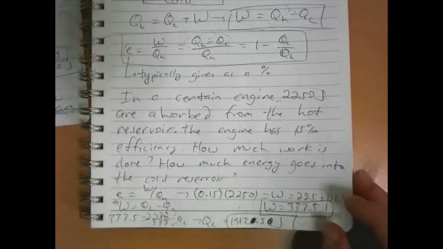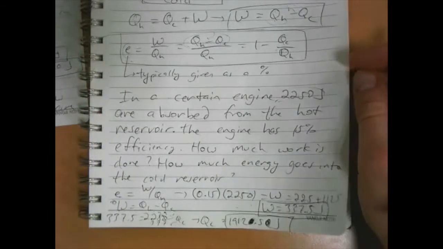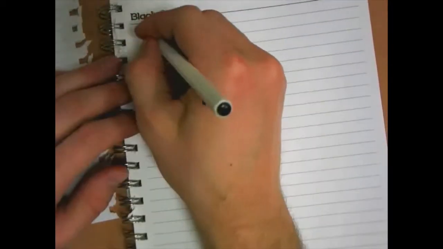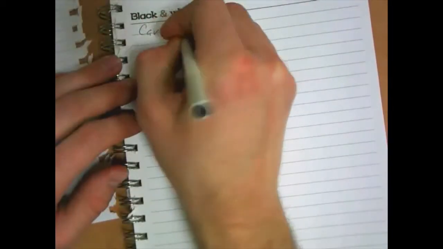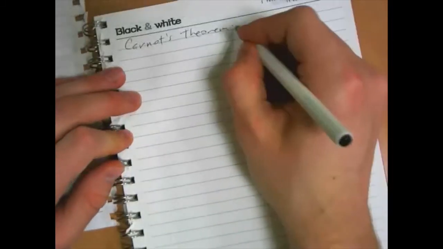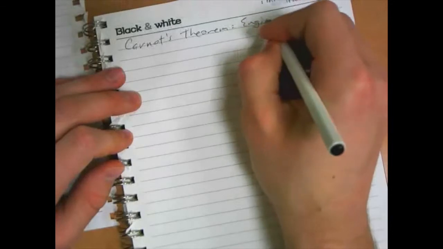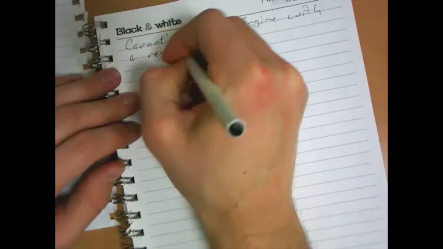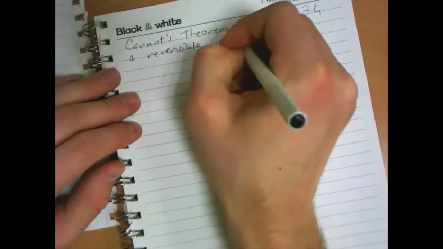So that's the kind of question you're going to be asked. Now, this guy named Carnot, I mentioned the Carnot cycle. This whole thing is called the Carnot cycle. Carnot came up with this theorem. Carnot's theorem is that an engine with a reversible process is most efficient.